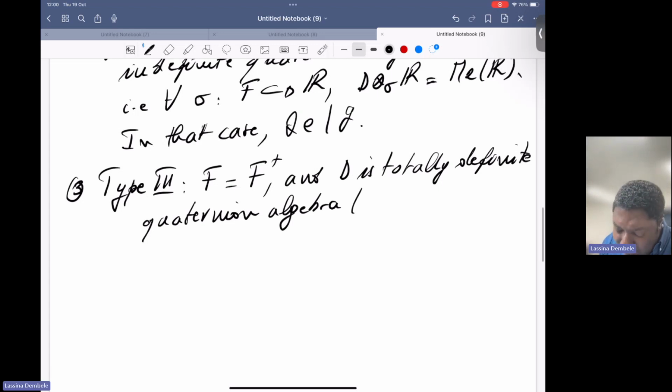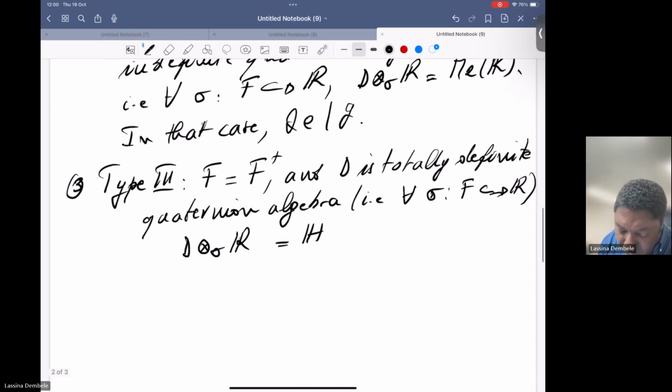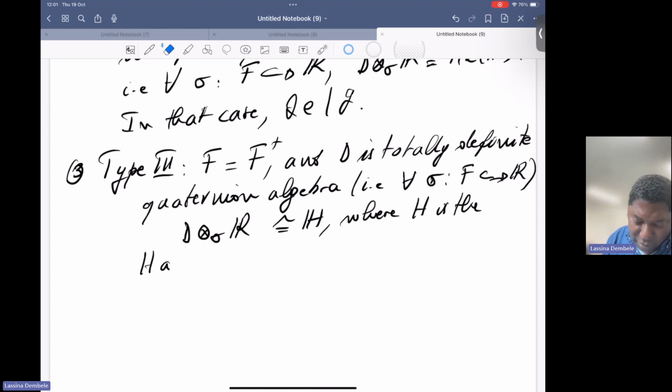So what this means is that for all embeddings sigma of F into R, if you take the tensor product of D over that embedding with R, you get the Hamilton quaternion algebra.